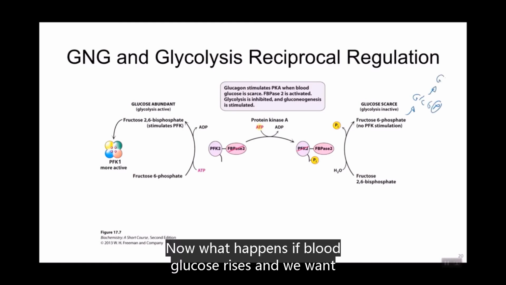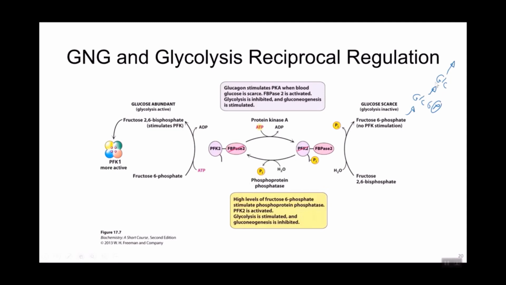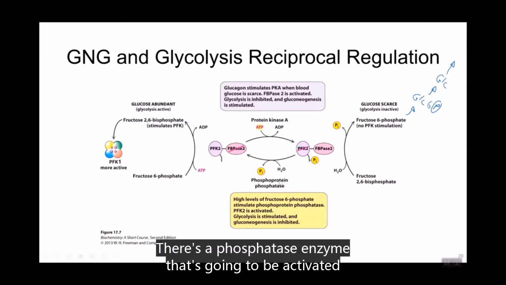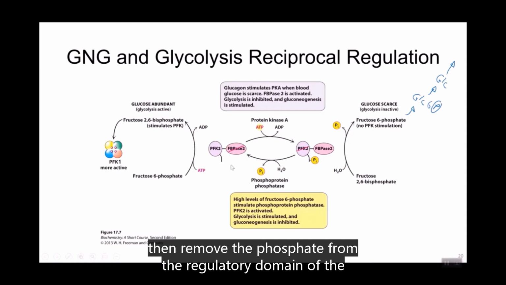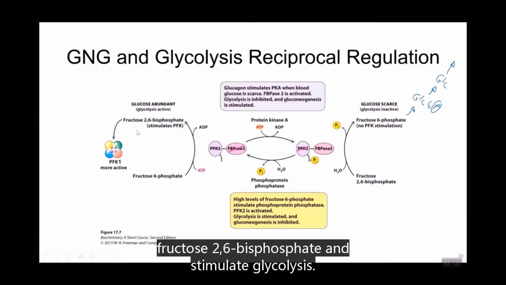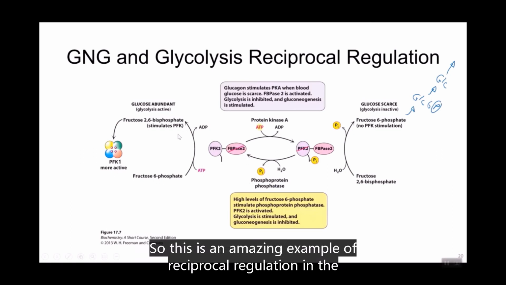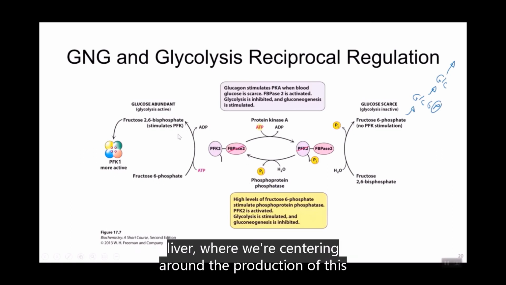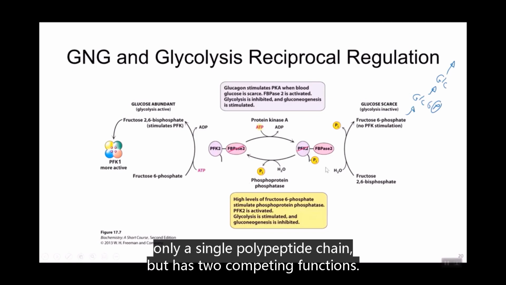Now, what happens if blood glucose rises and we want to change the activity of the tandem enzyme again? There's a phosphatase enzyme that's going to be activated when the levels of fructose 6-phosphate rise, and this can then remove the phosphate from the regulatory domain of the tandem enzyme, reactivating the kinase domain to produce fructose 2,6-bisphosphate and stimulate glycolysis. So this is an amazing example of reciprocal regulation in the liver, where we're centering around the production of this allosteric modulator. And we've got a pretty neat enzyme that's only a single polypeptide chain but has two competing functions.